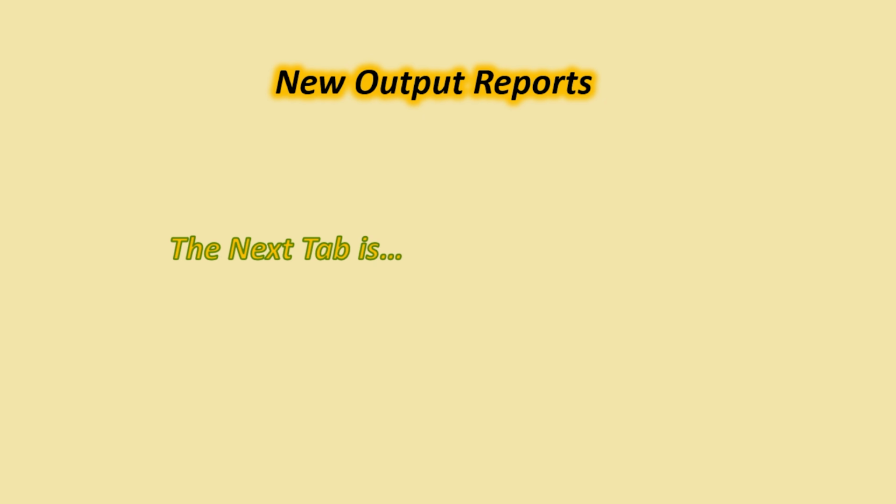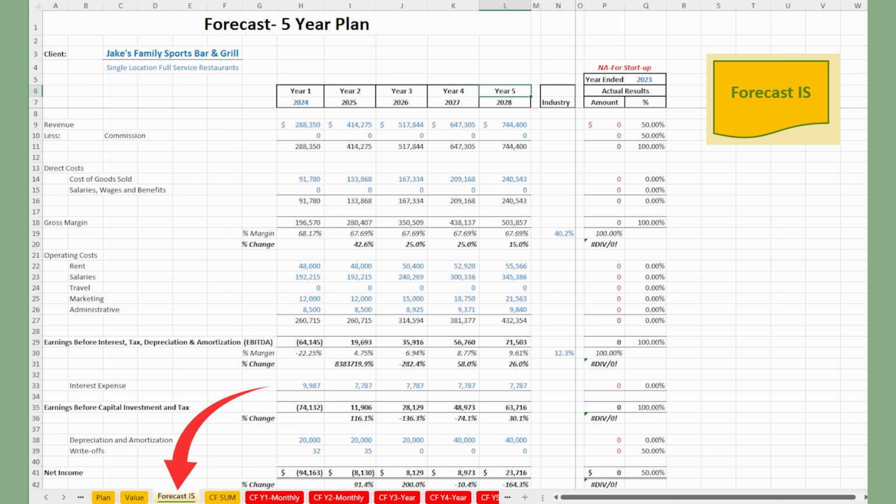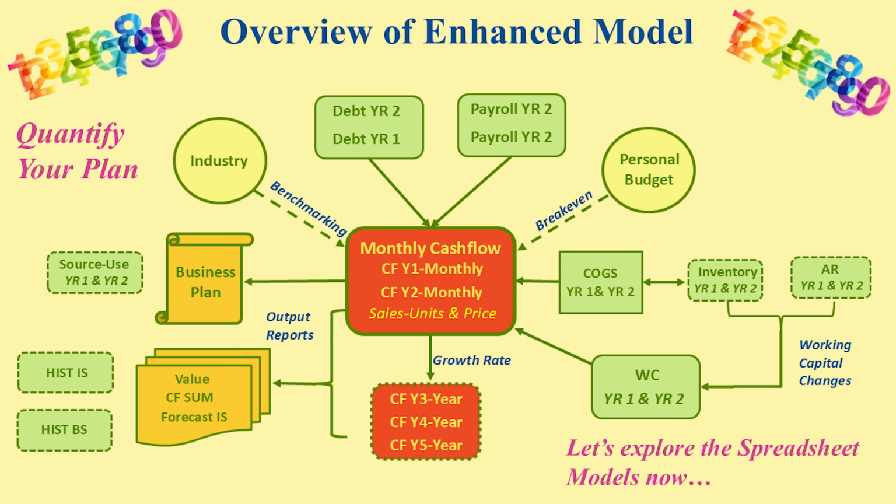The next tab is the 5-year forecast of an income statement with industry information here and historical information if the business has been up and running. In this case, it has not. All of that compared to the projections for the 5 years that you just ran through the model.